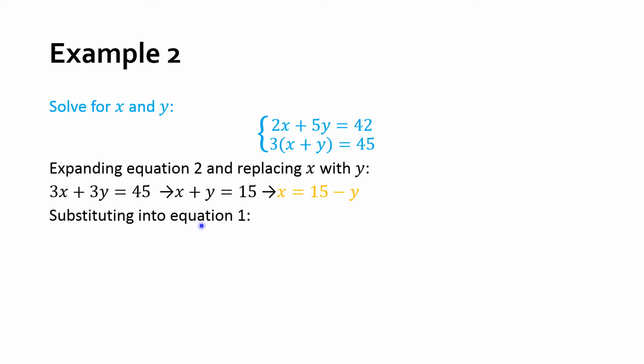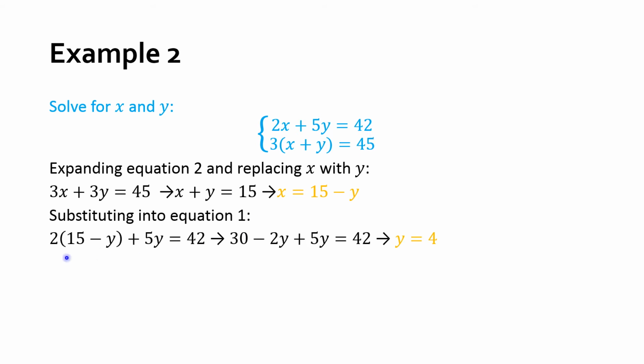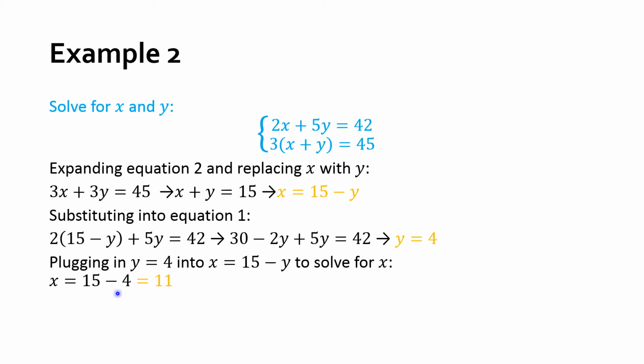And if we substitute this into equation 1, we have 2 times (15 minus y) plus 5y is equal to 42. So 30 minus 2y plus 5y is equal to 42, and so y is equal to 4. Now plugging y is equal to 4 back into x is equal to 15 minus y to solve for x, we have x is equal to 15 minus 4, which is equal to 11. So (11, 4) is the solution to the problem.